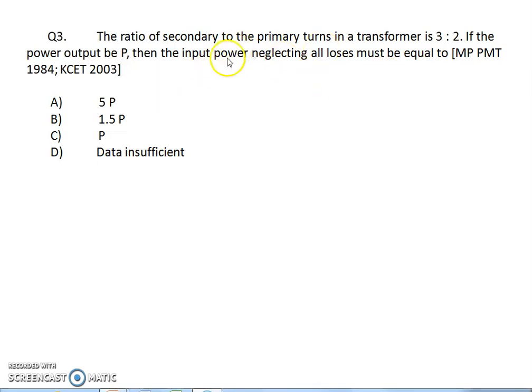Since it is given in the problem that all losses are neglected, it means that this is an ideal transformer. And you know that for an ideal transformer, the output power is exactly equal to the input power. So since the output power is P, the answer is C, that is P. The input power is also P, since it is the ideal transformer.